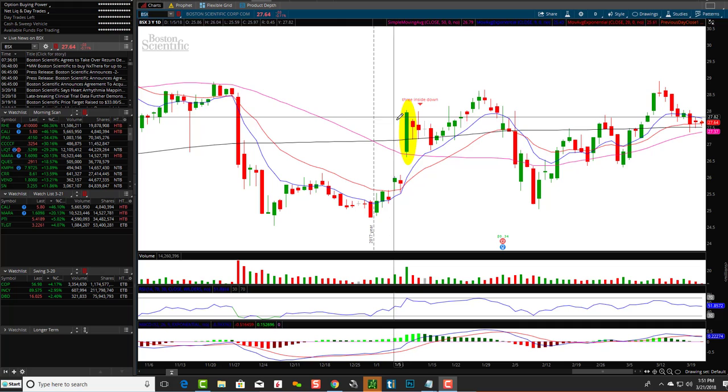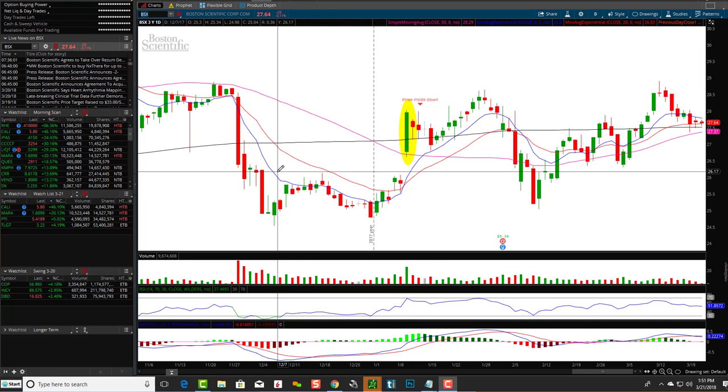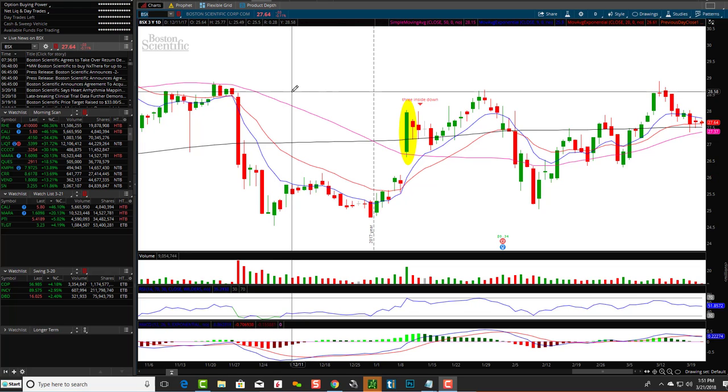Moving average lines, you'll see all of this stuff, a lot of these reversal signs happening the further that price gets away from the moving average line.